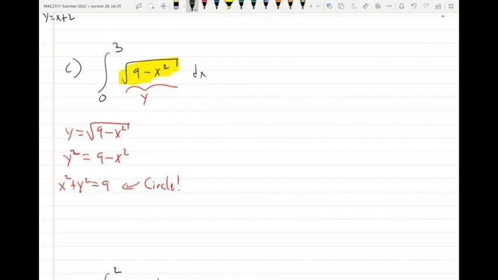And what circle are we talking about? It's a circle with center at the origin and radius 3. So 3, 3, negative 3, negative 3. Let me say center 0, 0, and radius 3. So we're talking about this circle. Now, of course, this is not a function. The one on top is a function.